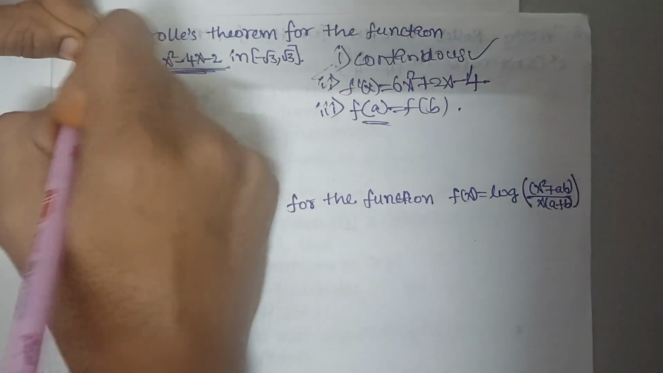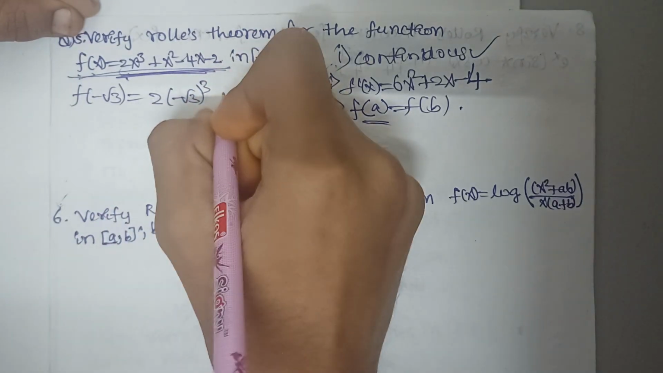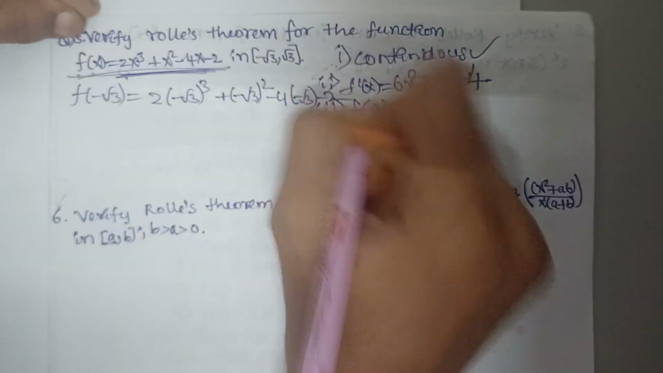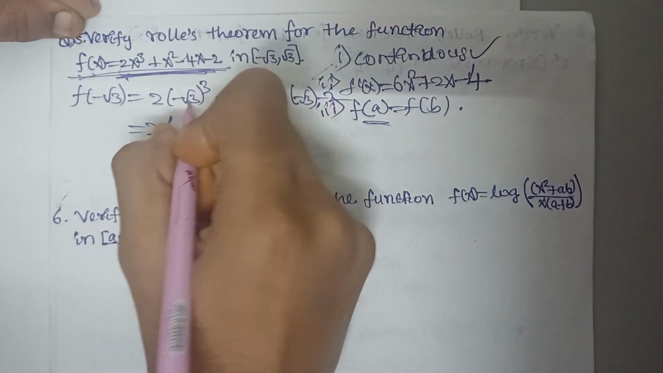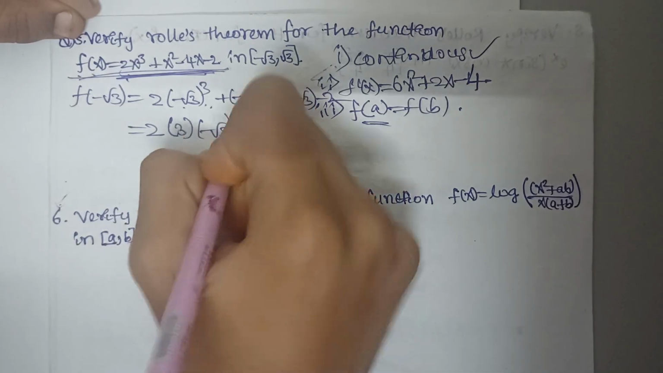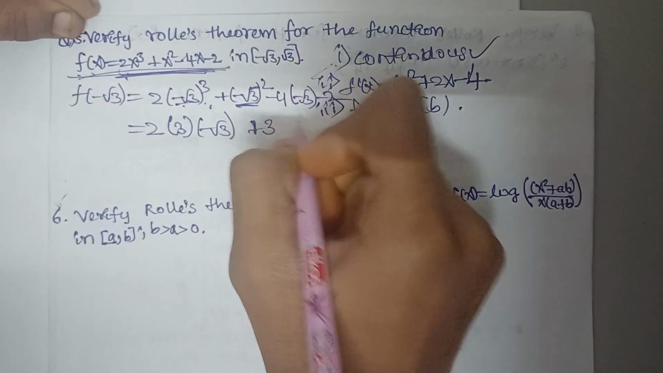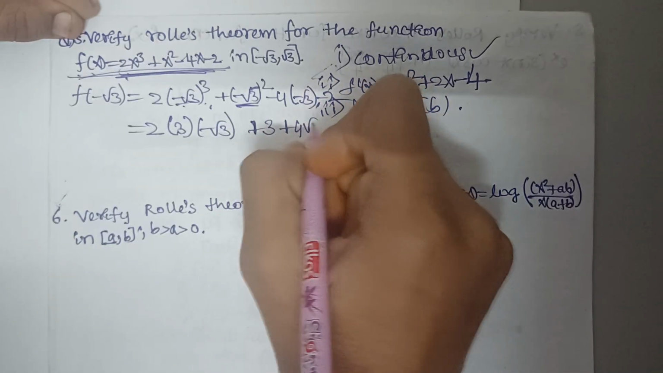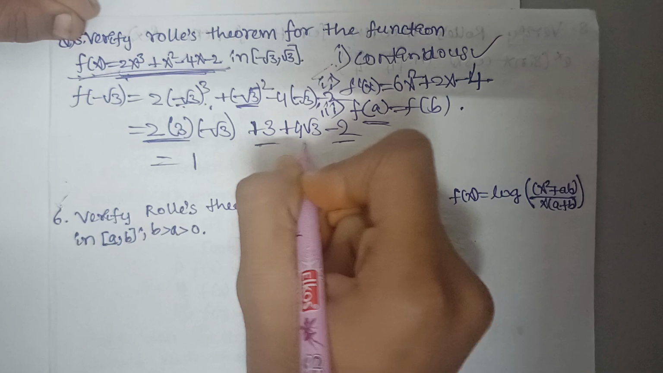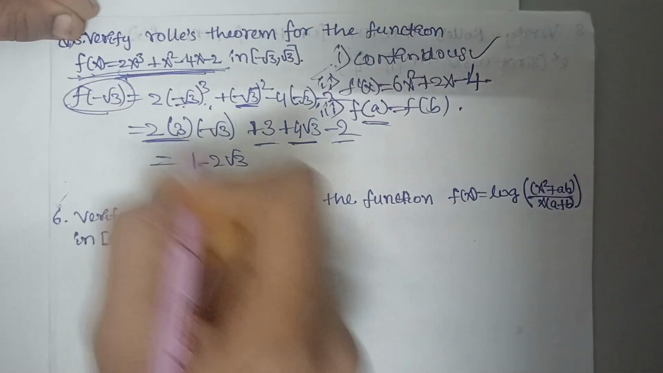Now your f of a, which is f of minus root 3, is 2 into minus root 3 whole cube plus minus root 3 whole square minus 4 into minus root 3 minus 2. Which is 2 into minus root 3 whole cube, that is minus 6 root 3, plus minus root 3 whole square, which is 3, and then plus 4 root 3 minus 2. That is 3 minus 2, 1, minus 6 root 3 plus 4 root 3, which is 1 minus 2 root 3. This is the value of f of minus root 3.